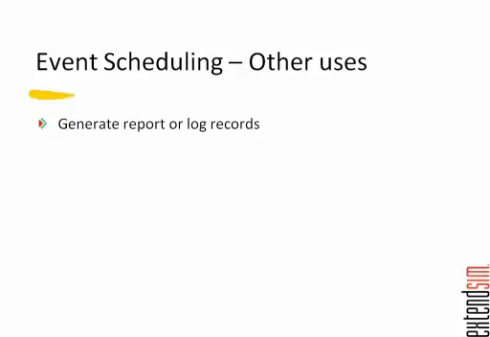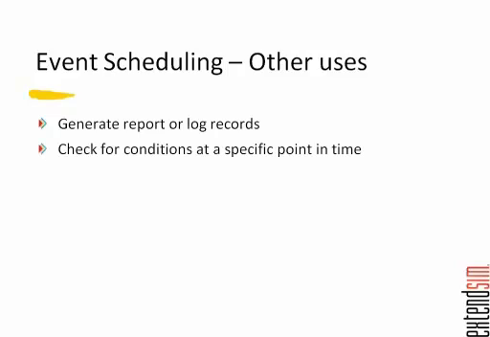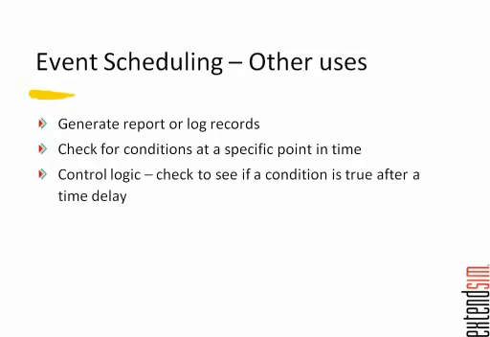So other uses, I talked about this, is to generate a report or log records at specific intervals. You can check for conditions at a specific point in time. So you might want to say, well, at noon, I want to see what's in the queue so I can decide whether or not to add more servers at that point. Another one is control logic, and that's we can check to see if a condition is true after a time delay. So if someone's familiar with working with PLC controllers, this is a good way to simulate their behavior.